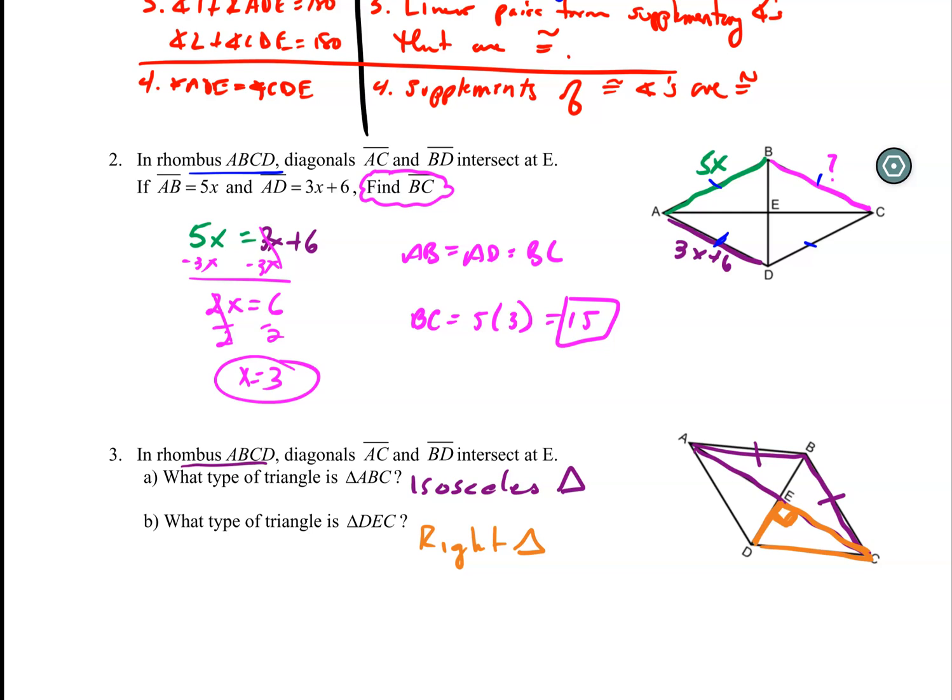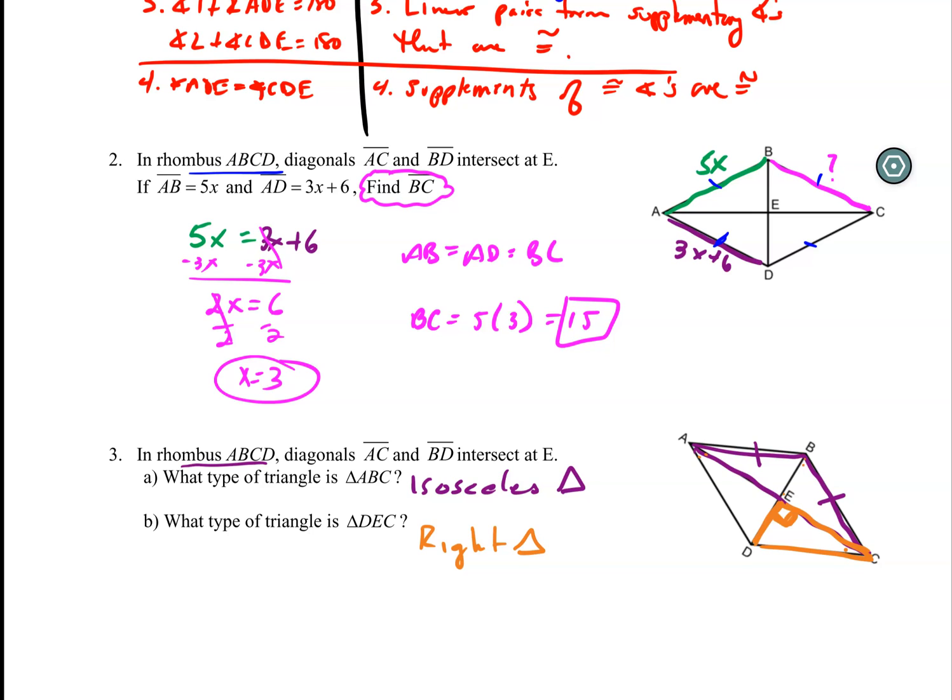And again, I've got multiple. All of these. DEC, which we just found. BEC is also a right triangle. BEA is a right triangle. DEA is a right triangle. Those are all right triangles in this picture. And similarly, with the isosceles, we've got a big isosceles triangle up here that we've already discovered, ABC. I've got another one down here with ADC.